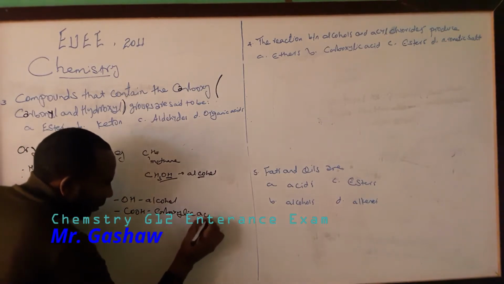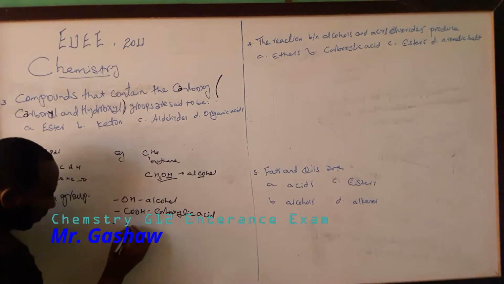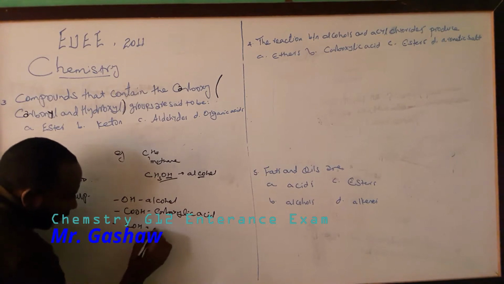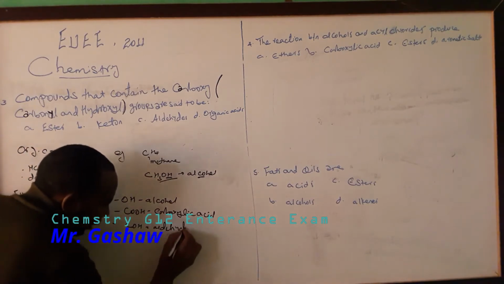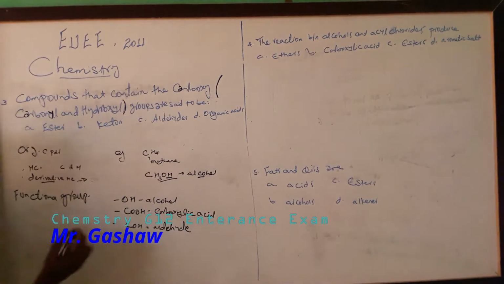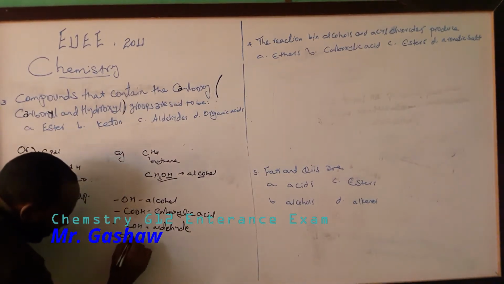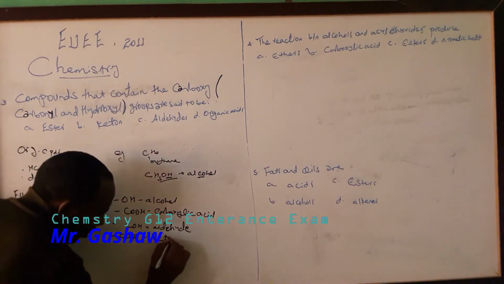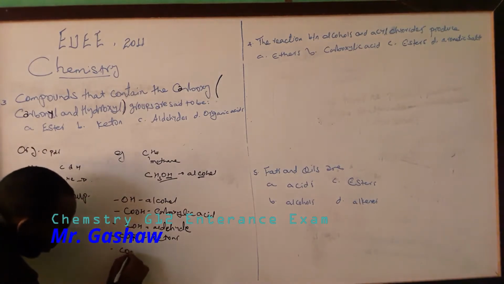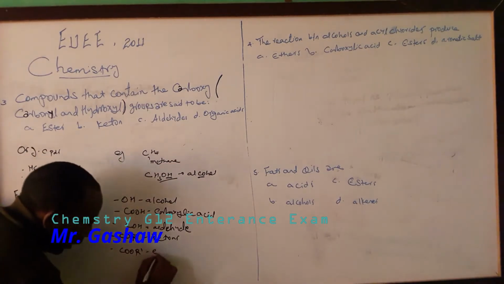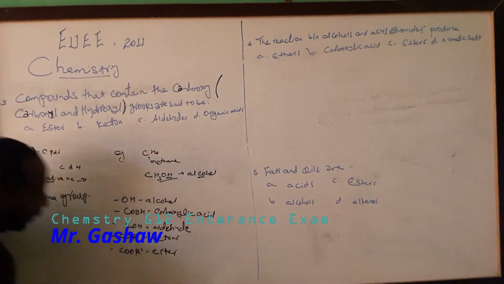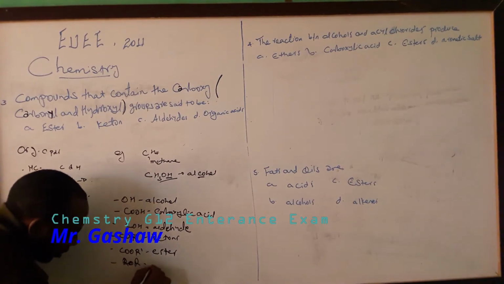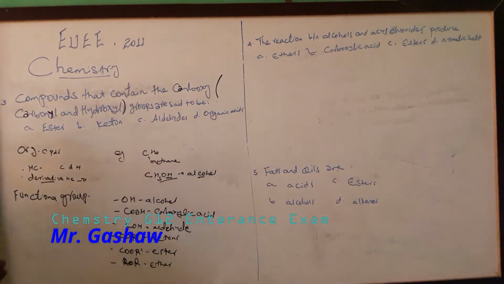Carboxylic acid. Then here it is COH. COH is aldehyde. This one is the functional group for aldehyde. CO R prime is ketones. Then the other one, COO R prime, is ester. Here it is the ester functional group, and the other one is ROR. This one is the ether functional group.